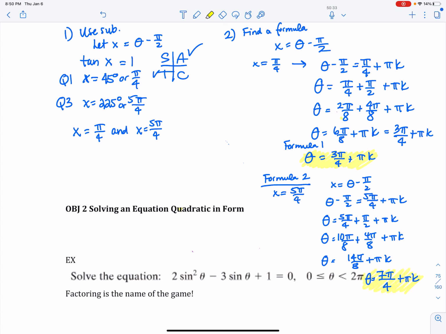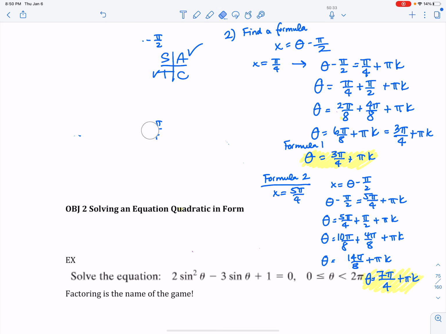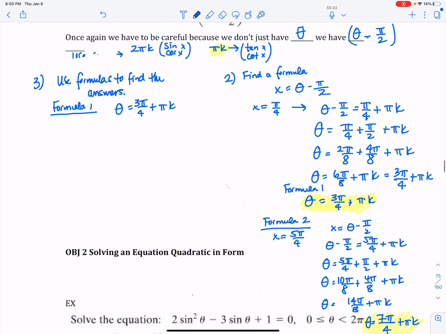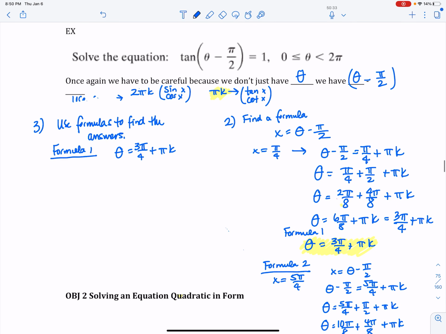Now, I need more space because as you see, these take a while. So what I'm going to do is erase that first part, which was use substitution. And I'm going to work on step number 3. So step number 3 is to use the formula to find the answers. Okay, so I'm going to use formula number 1 first. And formula number 1 was theta equals 3 pi over 4 plus pi k. Now before I do that, if I look back up, I do have a stipulation.